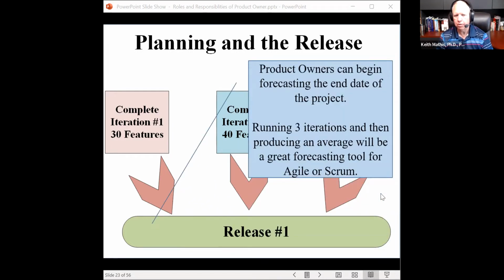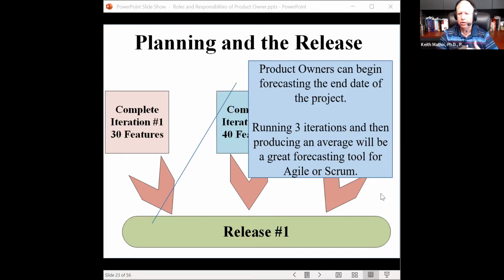So product owners can begin forecasting the end date of the project. One of the things that continues to come up, it came up just last week in a class, is that developers and people working on Agile and Scrum continue to say they can't give a due date. That's a bunch of phooey. We can't get by with that. Management's never going to let us get by with that. That's crazy. So we can come up with it, but it's not something that is hard and fast. You have to make projections.